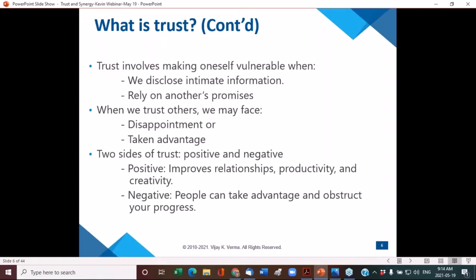But the negative side of trust is, as I said before, people can take advantage of you and obstruct your progress. And that happens to all of us in our lives. Sometimes somebody has cheated you in business or really taken advantage of you. But my attitude in life is you should not necessarily stop trusting people, because otherwise you're living a life of constant suspicion and fear. Okay, so I think we'll talk a little bit about that, and maybe you'll ask some questions about that as well.